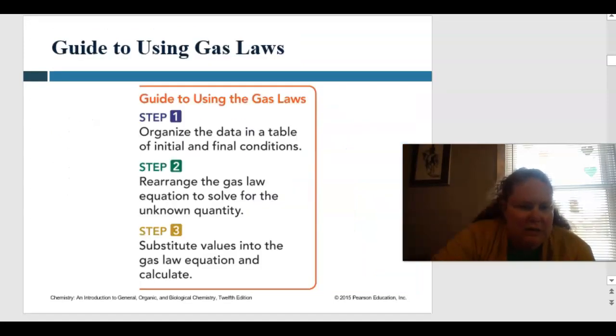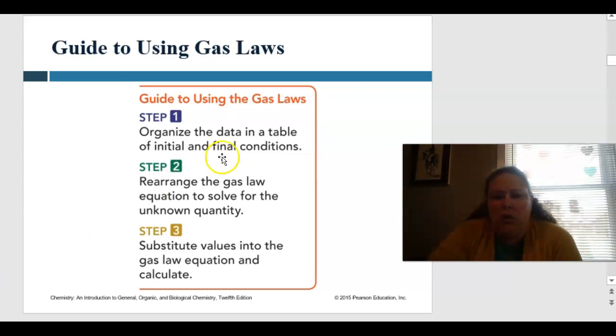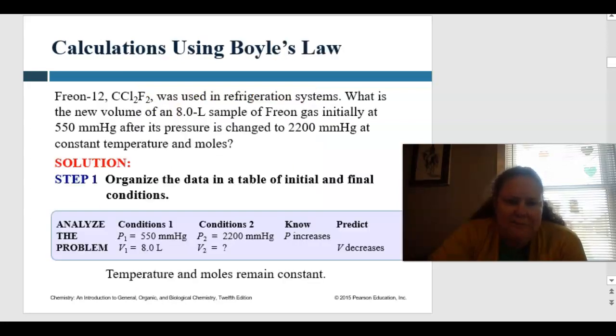So how do we use this? Here is our handy dandy little step guide. So step 1, we're going to organize the data in a table of initial and final conditions. Step 2, we're going to rearrange those gas law equations and solve for the unknown quantity. Step 3 is substituting the values into the gas law equation and then calculating.